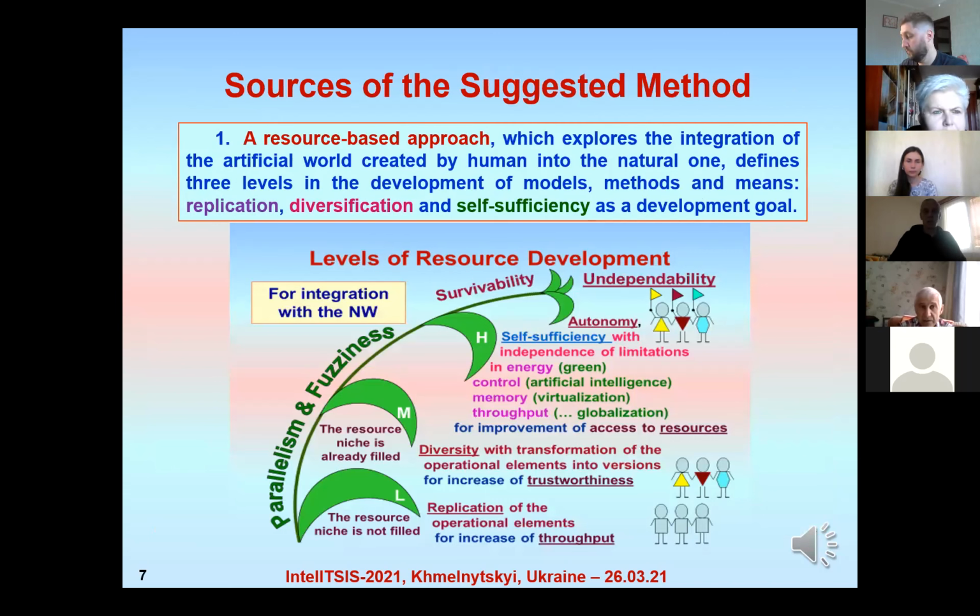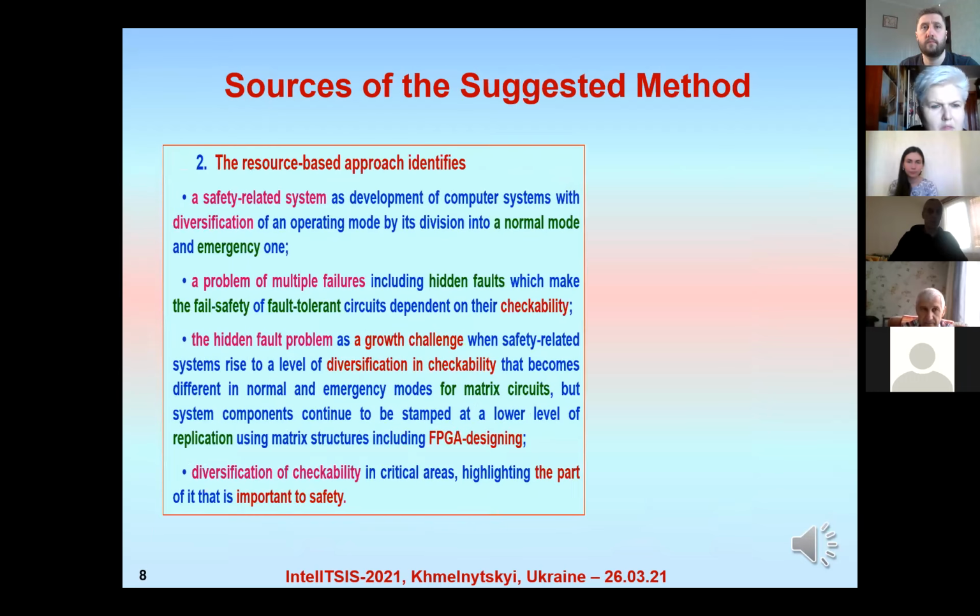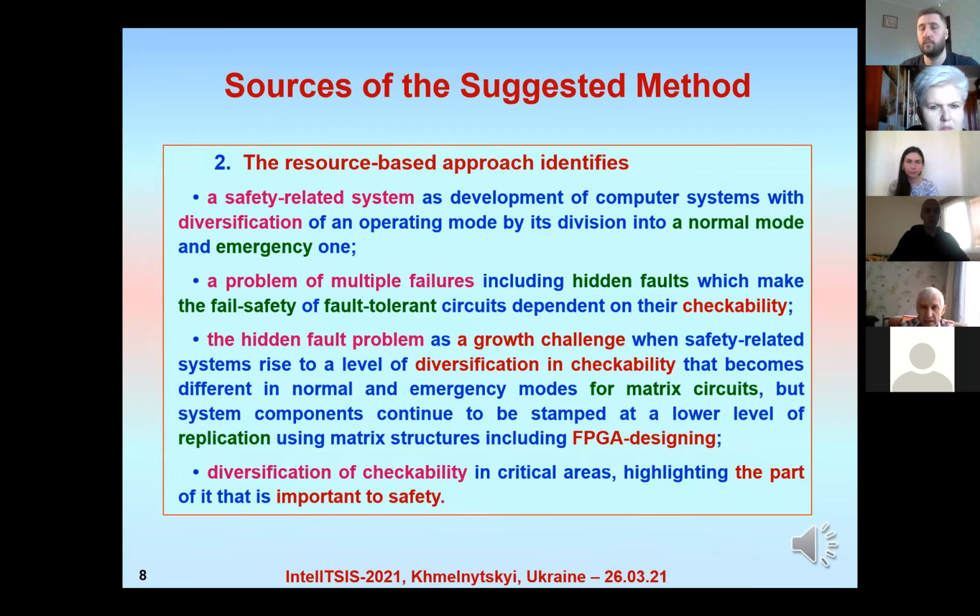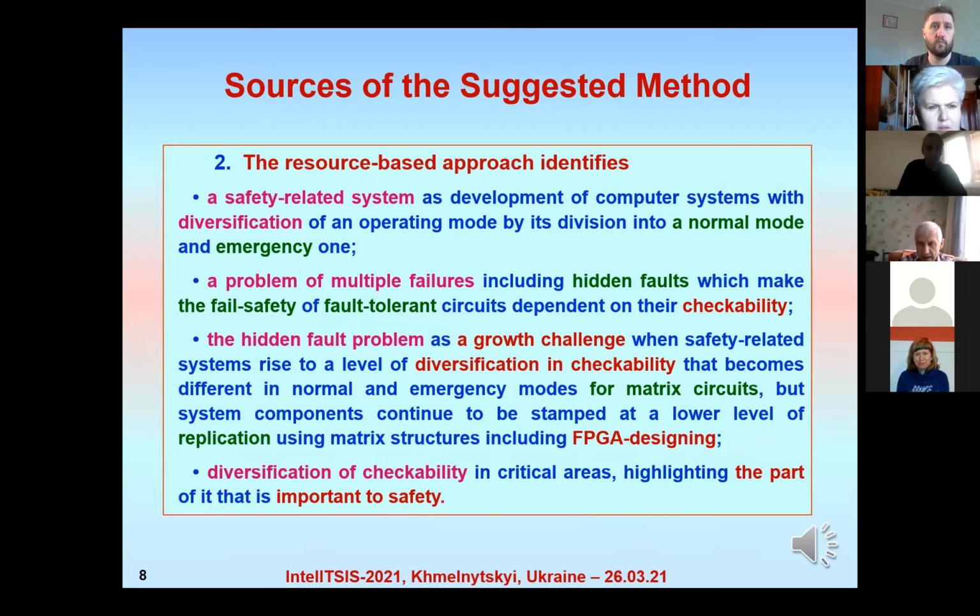The main source of the suggested method is a resource-based approach, which explores the integration of the artificial world created by humans into the natural one. It defines three levels in the development of models, methods, and means: replication, diversification, and self-sufficiency as a development goal. The resource-based approach identifies a safety-related system as a development of computer systems with diversification of operating mode by its division into a normal mode and an emergency one.